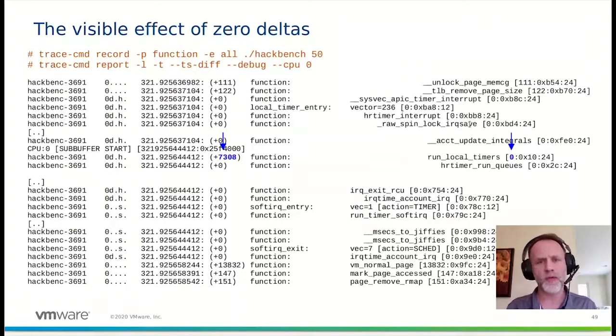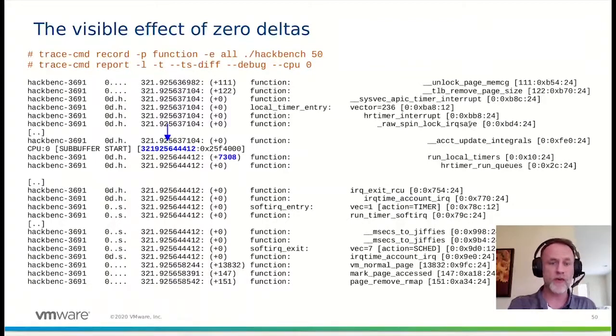The run local timers has a time delta of zero, but its TS diff is basically 7 microseconds. Well, why is that? That's because, remember I said the first event timestamp is really recorded in the header of the buffer page. And here the --debug shows you that we've entered a new buffer page, and that buffer page has the full timestamp. So now we actually have an idea of when this event actually happened.